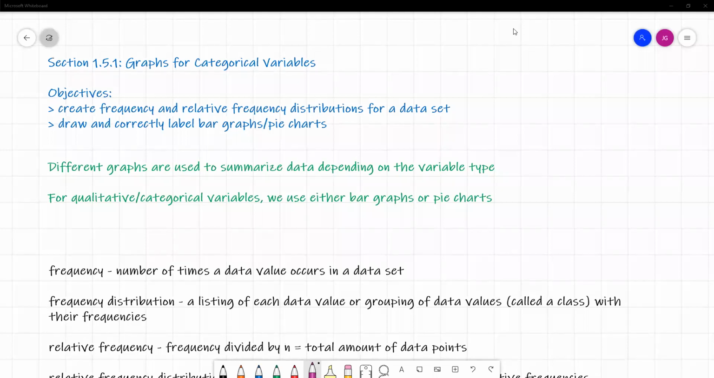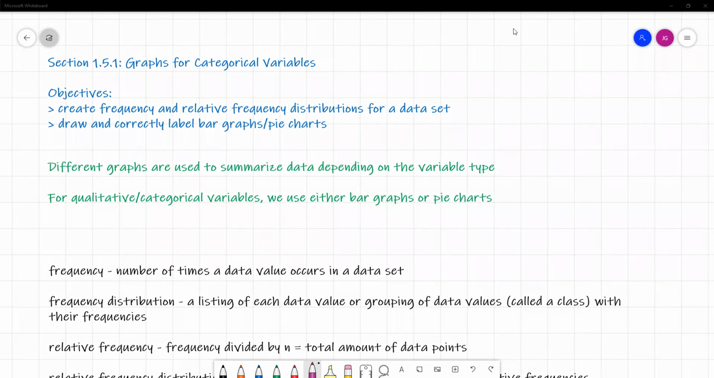Here is 1.5.1. We're looking at graphs in section 1.5. And for the first part of 1.5, we're going to focus on graphs for categorical variables, okay? So our objectives are to create frequency and relative frequency distributions for a data set, and then draw and correctly label bar graphs and/or pie charts, okay?